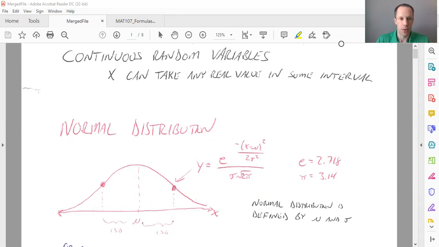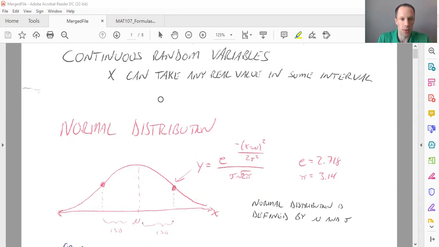Well, one of the distributions that you might run into when you work with continuous random variables is called the normal distribution. The normal distribution is a very common distribution. It's not the only distribution, but it is one of the most common. So we have a whole chapter dedicated to it.